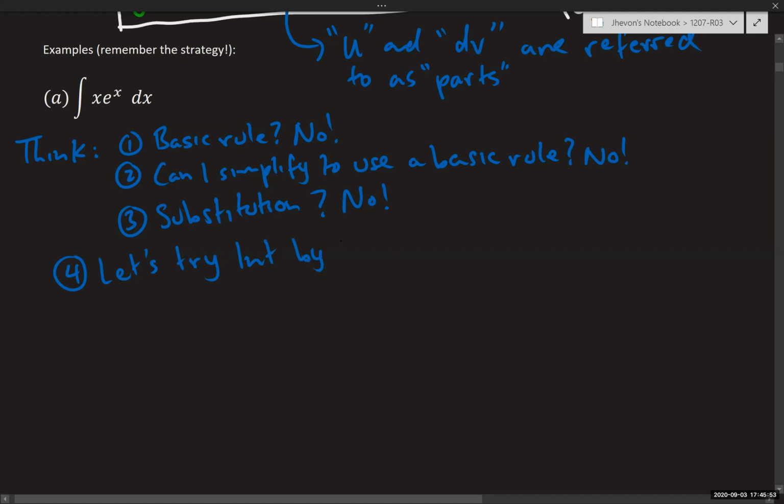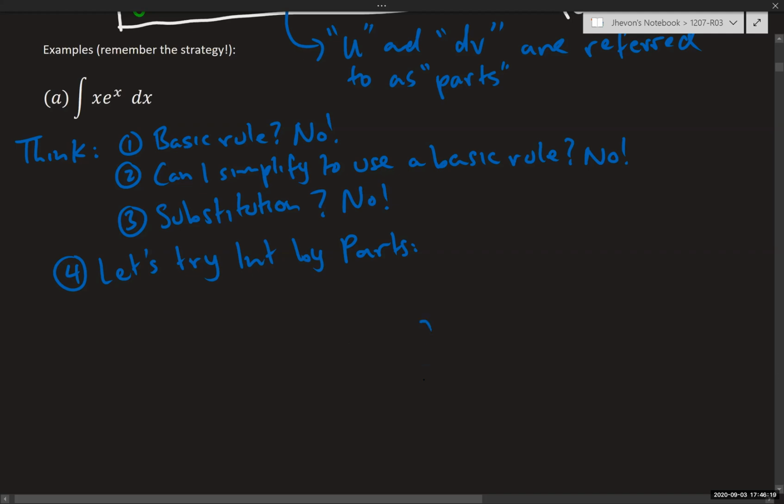Professor? Yes. So x and e to the x could be considered to be separate functions. Is that the telltale for when to use integration by parts? Yes. You're going to have to look at the integral in parts, in 2 parts, right? Yes. I wouldn't say that's the telltale sign, because there are times when that's not the case.